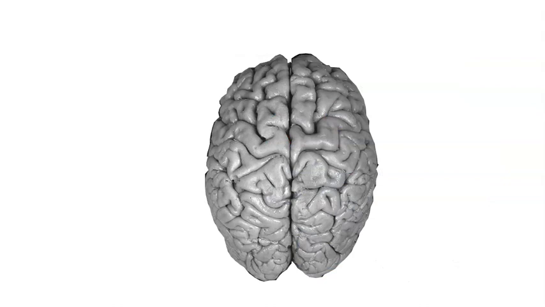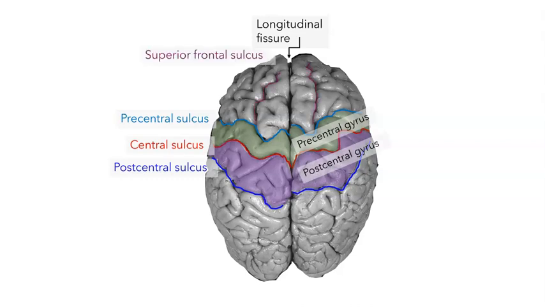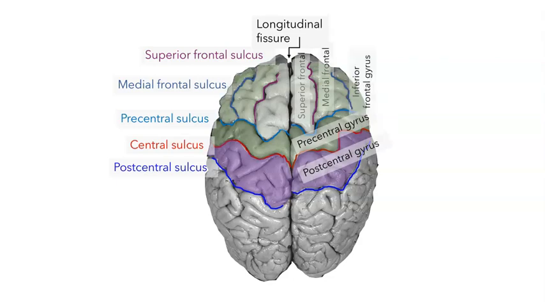We can see still more structures if we look at a superior view. Just to orient you, the front of the brain is at the top. This is the longitudinal fissure. Here's the central sulcus. You can find it on either side of the brain. Precentral sulcus, postcentral sulcus, and again remember, the raised surfaces would then be called the precentral gyrus and the postcentral gyrus. Within the frontal lobe, there are more conserved sulci. There's a superior frontal sulcus, a medial frontal sulcus defining superior frontal gyrus, medial frontal gyrus, and inferior frontal gyrus. There are also sulci in the parietal lobe and in the occipital lobe, and these help to define those structures as well.